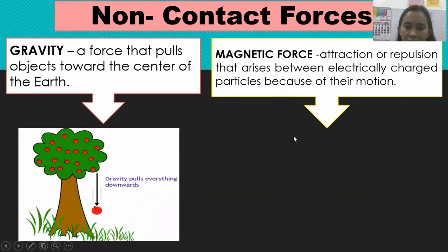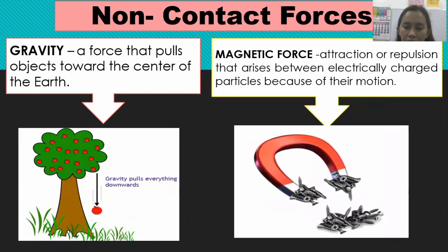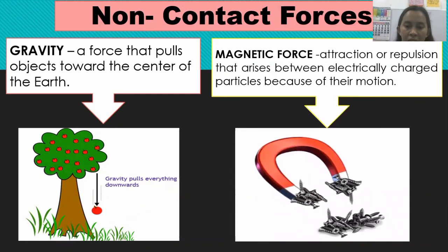Next, magnetic force. Just like in the previous example, there is a magnet and the screw. They are attracting each other because of their electrically charged particles.